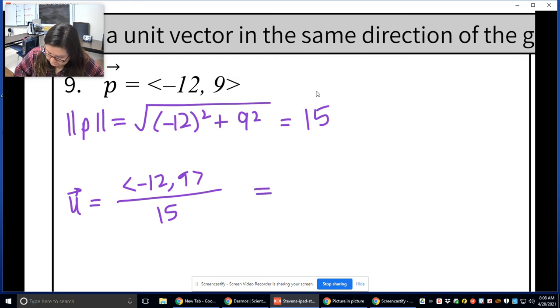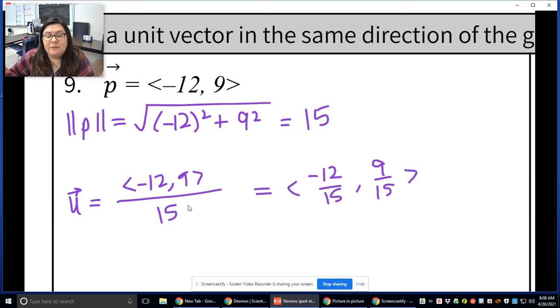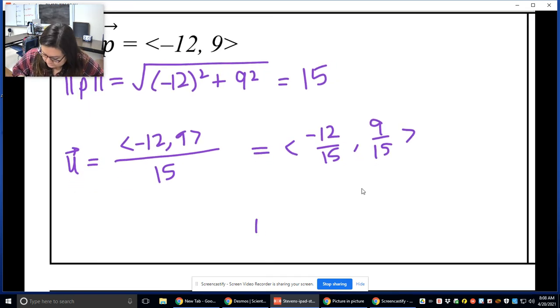So this would be -12 over 15, comma, 9 over 15. Like all I did was divide each one by 15. But these can be simplified, and if at all possible, you're always going to want to simplify, so let's do that.